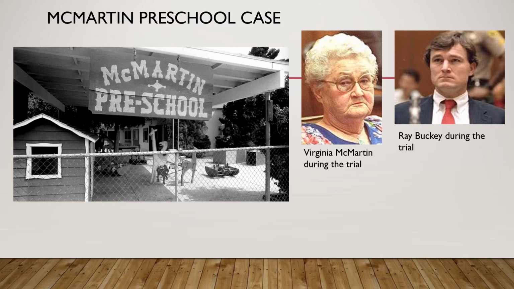Now, the McMartin Preschool trial was a daycare sexual abuse case in the 1980s, prosecuted by the Los Angeles district attorneys. So members of the McMartin family had operated a preschool in Manhattan Beach in California, and they were charged with numerous acts of sexual abuse of children in their care. Accusations were made in 1983, and arrests and the pre-trial investigations ran from 1984 to 1987, and then the trial ran from 1987 to 1990.